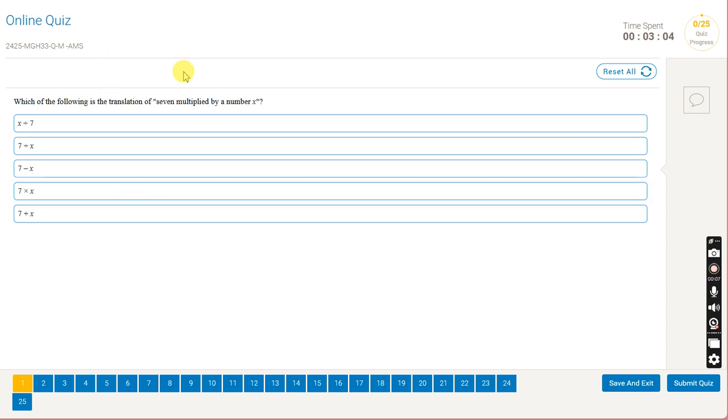Finals. So let's start. Now, what is this question asking us? They're asking what is the translation of 7 multiplied by number x? So 7 is being multiplied by a number x. Now remember, multiplication can be written either way. It can be written x times 7 and 7 times x is going to be the same.